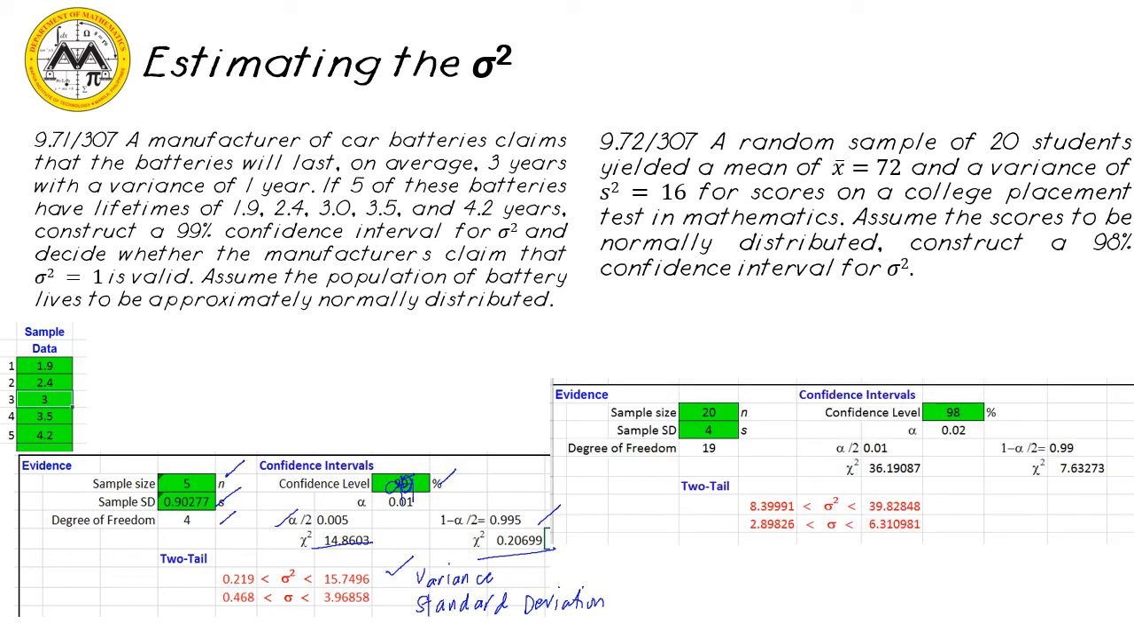Next, a random sample of n equal to 20 yielded a mean of 72 and variance 16. If the variance is 16, the standard deviation is 4. Assume that the scores are normally distributed. Construct a 98% confidence interval. A 98% confidence interval means alpha of 0.02, so alpha over 2 is 0.01, and 1 minus alpha over 2 is 0.99. For all of these problems, sigma squared is computed as n minus 1 S squared over the given chi squared. So this is for the confidence interval for the variance and the standard deviation.